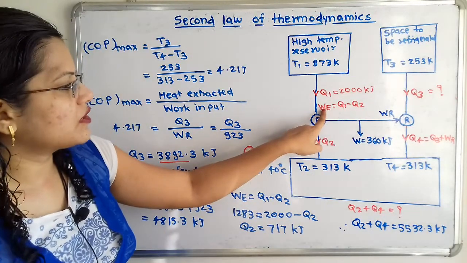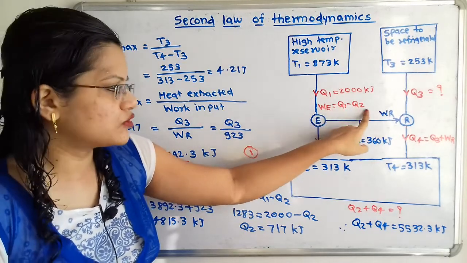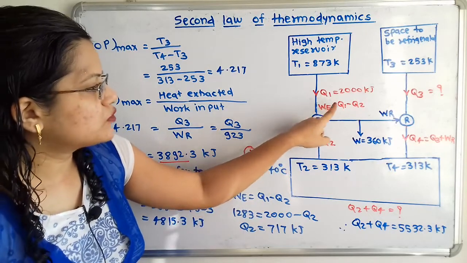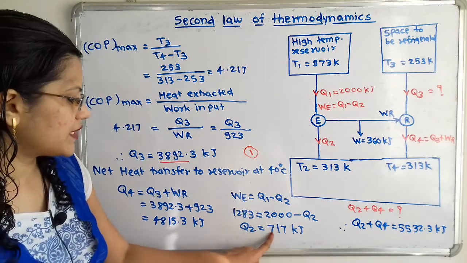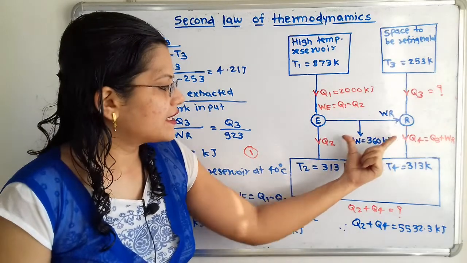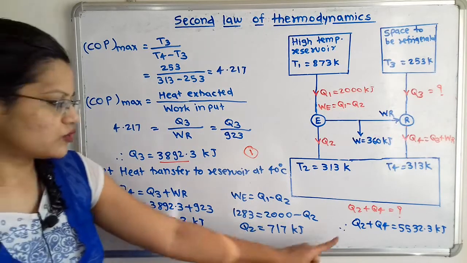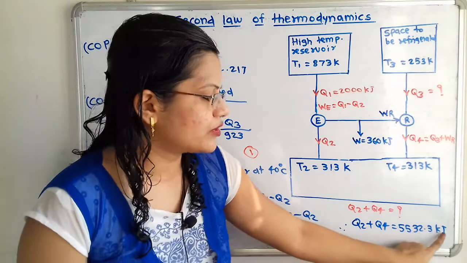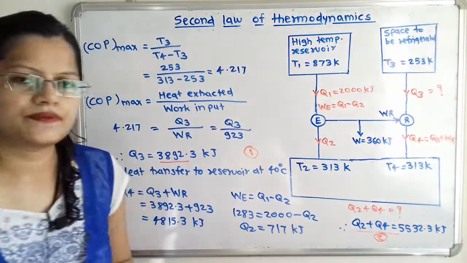Now we will find out Q2. If we observe the work output from the heat engine, WE is equal to Q1 minus Q2. WE is already calculated and Q1 is known, so it is easy to calculate Q2. That is Q2 is equal to 717 kilojoule. Now what is the combined heat rejected to the reservoir at 40 degrees Celsius? That is Q2 plus Q4, which is equal to 5532.3 kilojoule. And this is the answer of the second question.